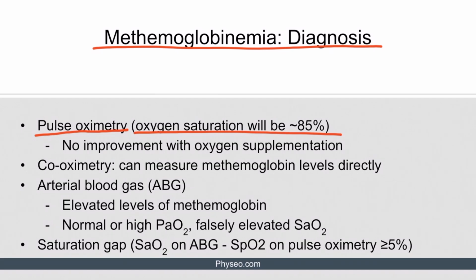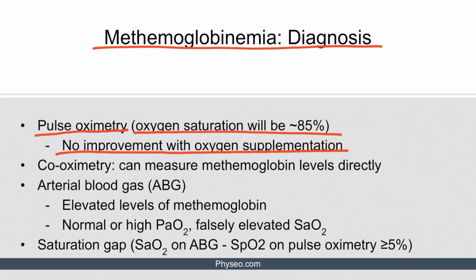Generally speaking, a high concentration of methemoglobin in the blood causes pulse oximeters to read oxygen saturations as about 85%. The combination of poor oxygen saturation on routine pulse oximetry, as well as no improvement in saturations with oxygen supplementation, should prompt strong suspicion of methemoglobinemia.